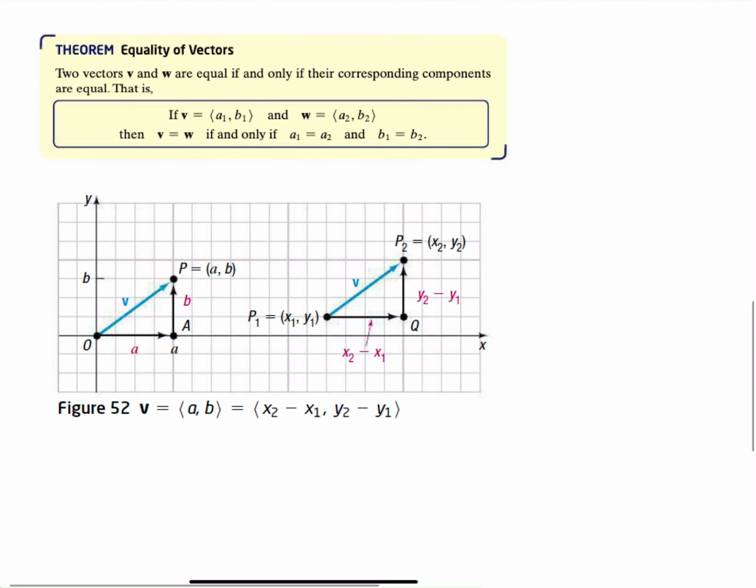And so the text gives this theorem about the equality of vectors. We said we can move them around anywhere, and as long as their magnitude and direction are the same, we'll consider them the same vector. So we can also describe this in terms of our components. They say if we have some vector v, some vector w, then the vectors are equal if their horizontal components are the same and the vertical components are the same.